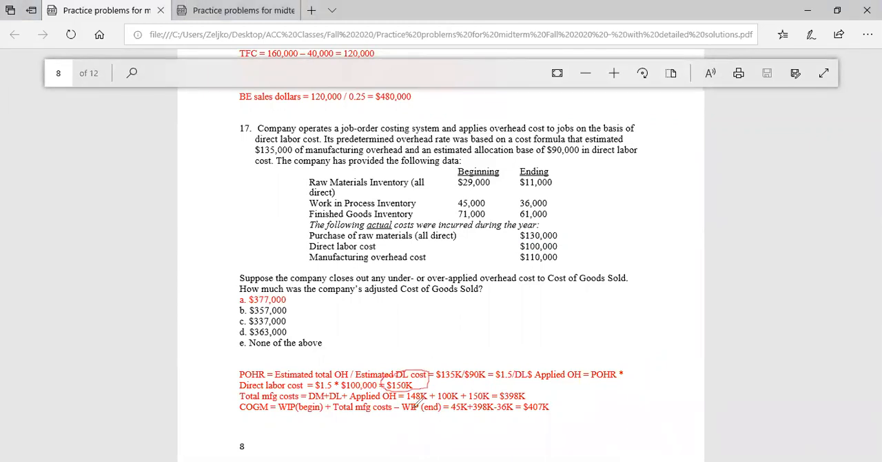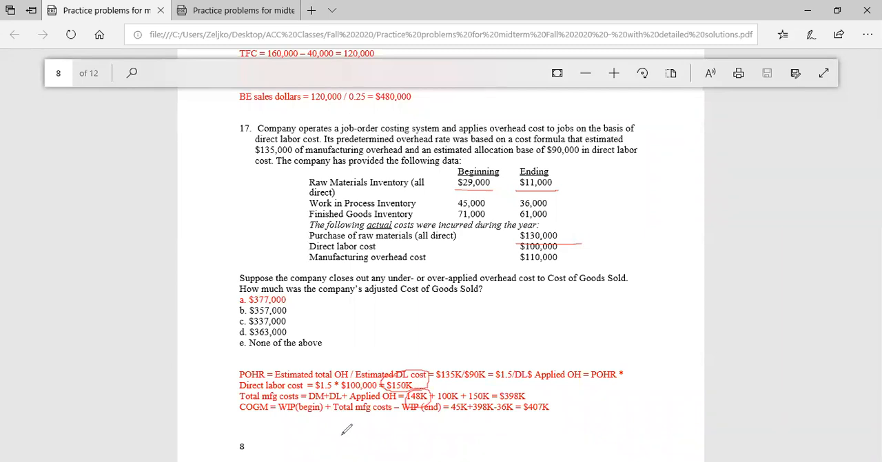We need materials. What are the materials? Materials were at the beginning 29. Did we purchase any? Yes, 130. 130 plus 29 is what? 159. And we had at the end 11. So we used 148 of direct materials. That's here, 148.